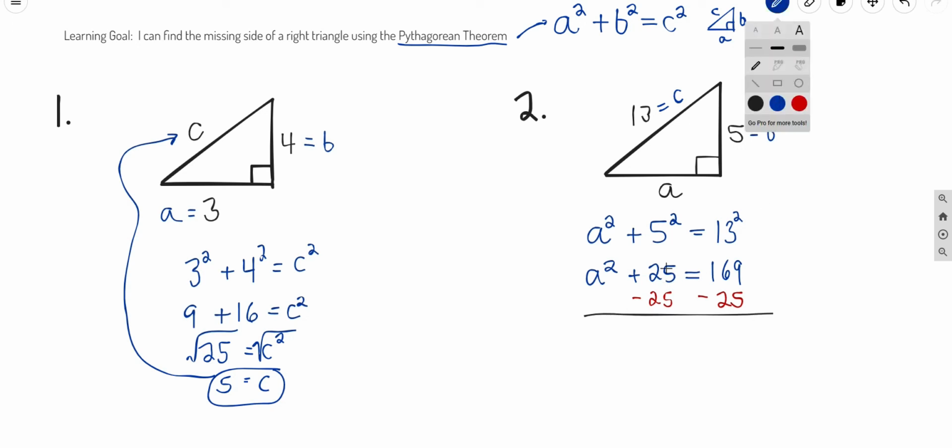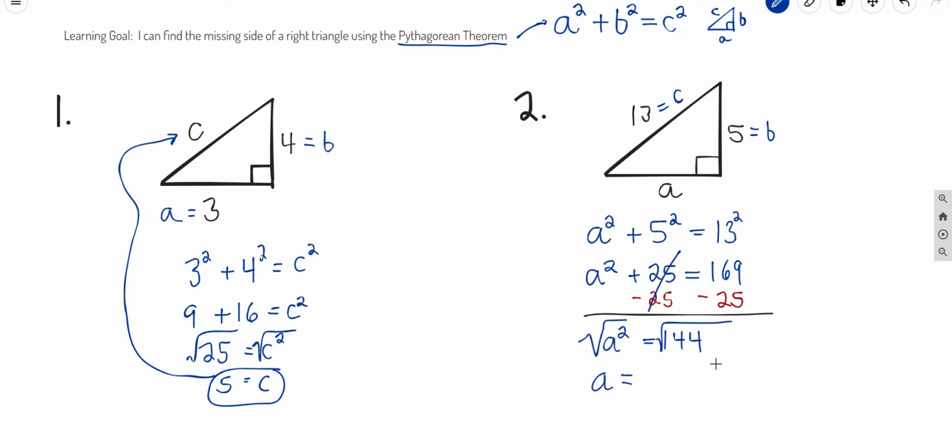So let's see what we get when we do that. These cancel, and we get a squared equals 169 minus 25. Well, that would be 144. So whatever a is, a squared is 144. So we just take the square root of both sides just like we did over there. And again, we only are concerned with the positive value. So a is the square root of 144, which is 12, because 12 times 12 is 144. So that's it for this video.